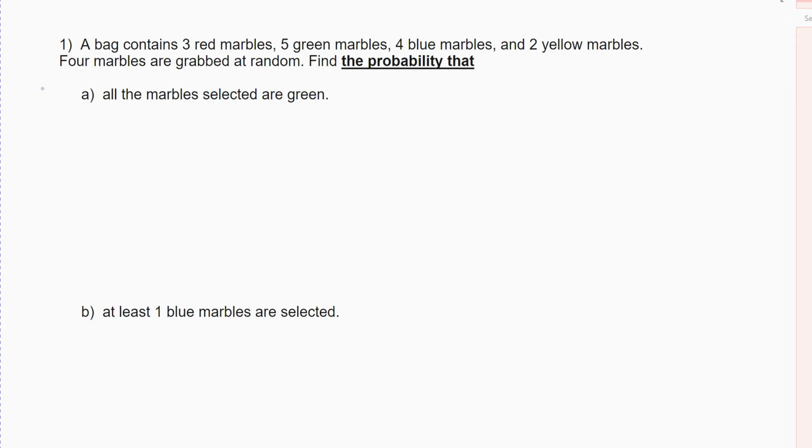Alright, so we've got our bag of candy here. We're going to reach in and grab 4 marbles at random, and so it doesn't spell out handful as a word, but that's what that's implying. I'm reaching in and I'm grabbing 4 marbles at the same time, which implies handful. Alright, so it is a combination. We're going to pick 4 in our combinations.